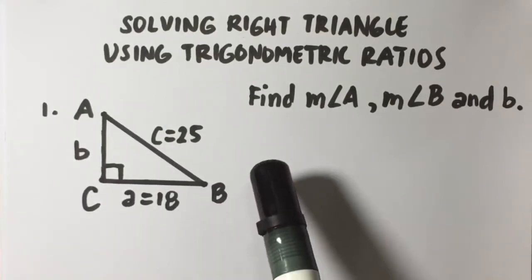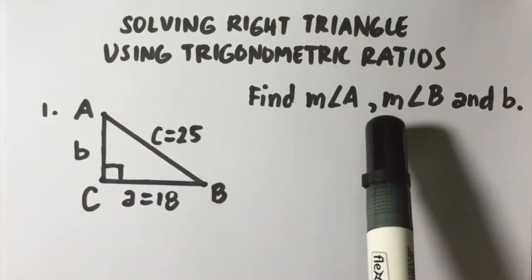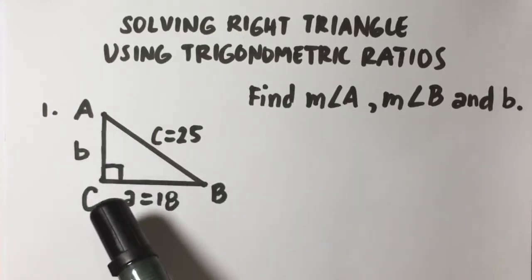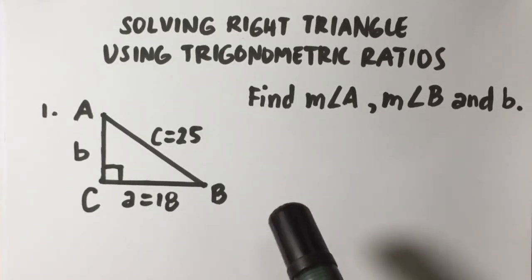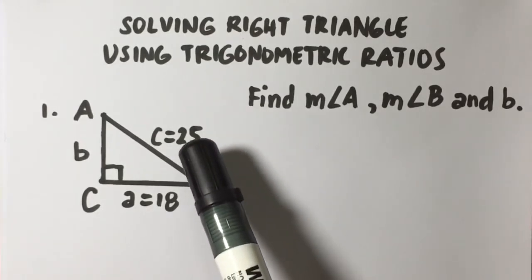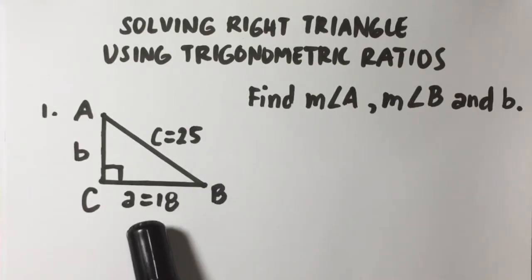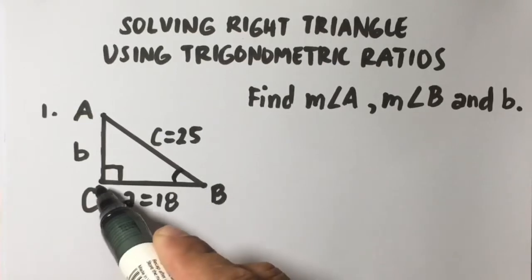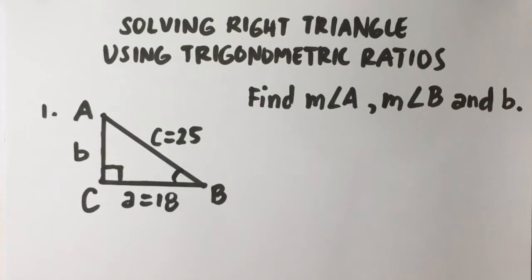For the problem, you're going to find the measure of angle A, this angle here, the measure of angle B, this angle here, and the length of segment B. So for our solution, let's have the given. The given is the hypotenuse C equals 25 and A equals 18. Now if we're going to use angle B as our reference angle, this segment A is the adjacent side.